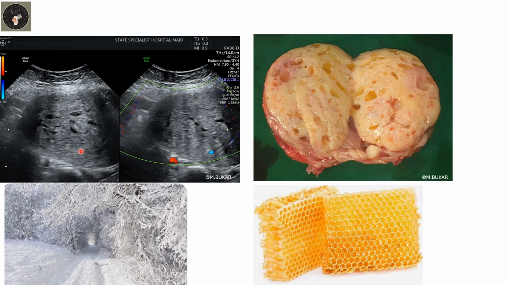So here, the typical snowstorm appearance. Look at the bisected specimen at surgery. But for us who do not live in cold climates, what resonates better with us may be honeycomb appearance rather than snowstorm appearance. So thank you very much for listening.